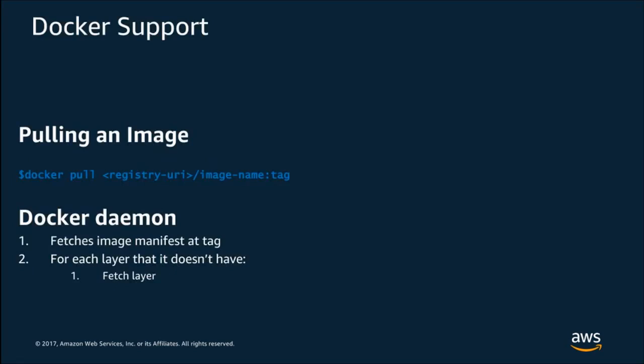So first thing we're going to do is pull down the image. We do a Docker pull with the URL, right? So docker pull registry-URI/image-name:tag. This URI is unique to the account. So what then happens in the background, we see the Docker daemon. The Docker daemon then goes and fetches the image manifest @tag. And then for each layer it doesn't have, it goes and fetches and downloads that layer.